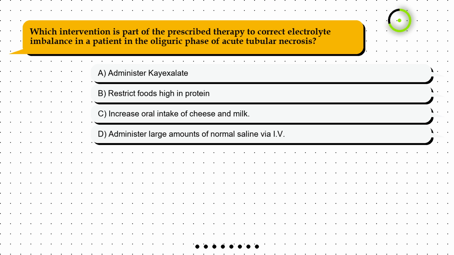the oliguric phase of acute tubular necrosis? Option A. Administer K-oxalate. Option B. Restrict foods high in protein. Option C. Increase oral intake of cheese and milk. Option D. Administer large amounts of normal saline via IV.